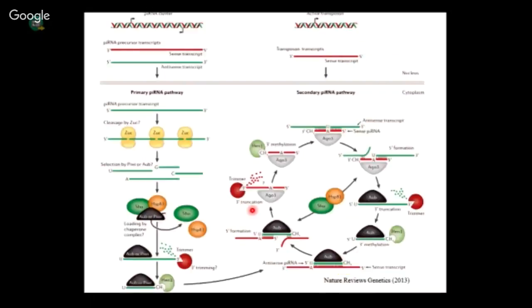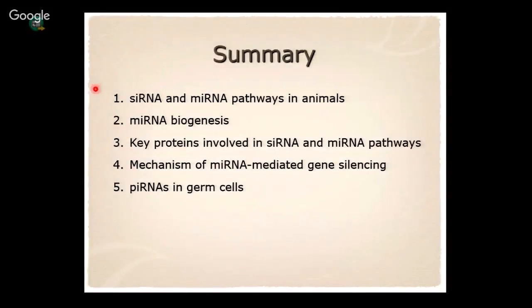To summarize today's talk: we know that the siRNA and microRNA pathway is the small regulatory pathway in animals. Today I talked about microRNA biogenesis, and I introduced some key proteins involved in the siRNA and microRNA pathway, including Dicer, DGCR8, Drosha, and Argonaute proteins. And I introduced some mechanisms of microRNA-mediated gene silencing. Sorry, I probably don't have enough time for the piRNA in germ cells.